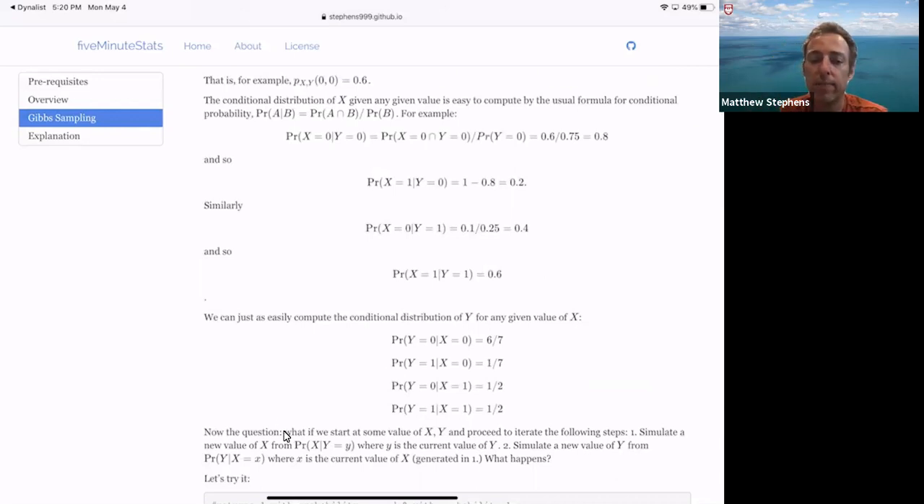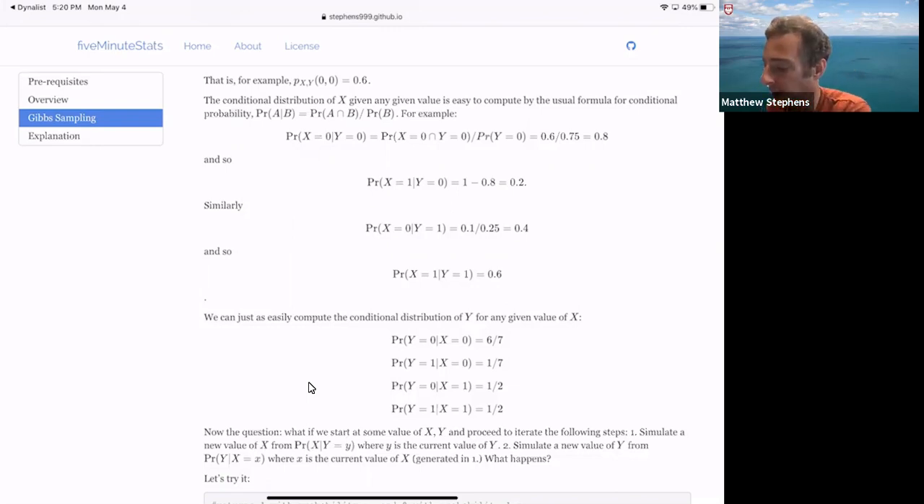And here's the question. What if we start at some value of x and y and just iterate the following steps? First, we simulate a new value of x from its conditional distribution given the current value of y. Second, we simulate a new value of y from its conditional distribution given the current value of x, the one we generated in the first step. Then we go back and generate a new value of x given the current value of y from its conditional distribution, and repeat. We just keep going like that.